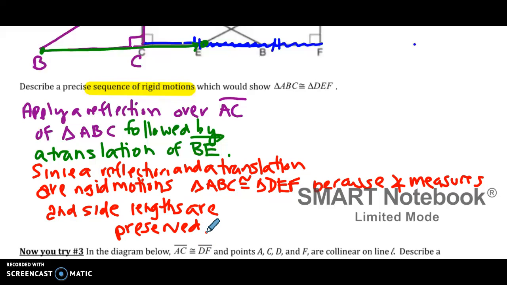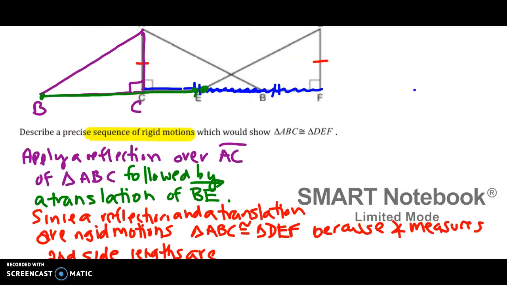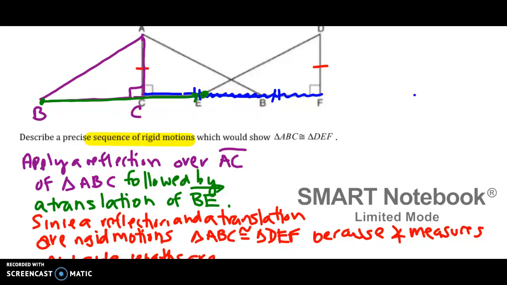So all it really asked me for was to describe a precise sequence of rigid motions which would show that those two triangles are congruent. We really only needed the top. You could have done other transformations. You could have reflected over, you could have moved DEF onto ABC. It really depends on what you see in the picture, as long as you are communicating those accurately and appropriately.